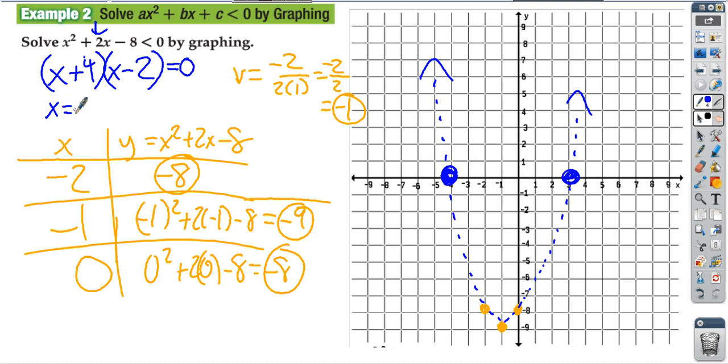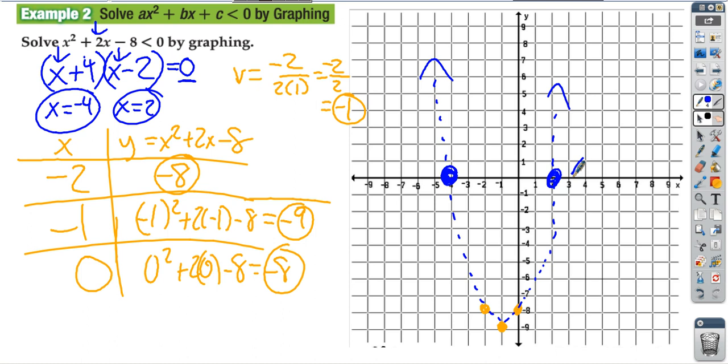So if we solve these, we make them equal 0. X equals -4 makes this 0. X equals 2 makes that 0. So you can see I didn't do a great job of this picture. This should actually be x equals 2 right here. Okay, so there's 0, x equals 2. And this one was pretty accurate, x equals -4.